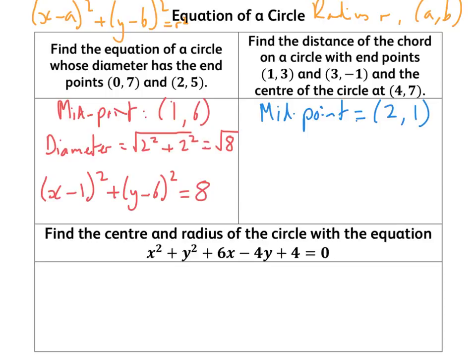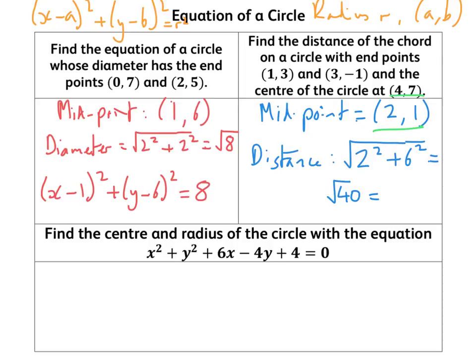And again, I'm going to be using Pythagoras, from here to here. 4 to 2, or 2 to 4, whichever way, doesn't really matter. It's 2 squared, and 1 to 7 is 6 squared, which gives you 4 plus 36, root 40. They may ask you to give it in the form a root b, so that's going to be 2 root 10.